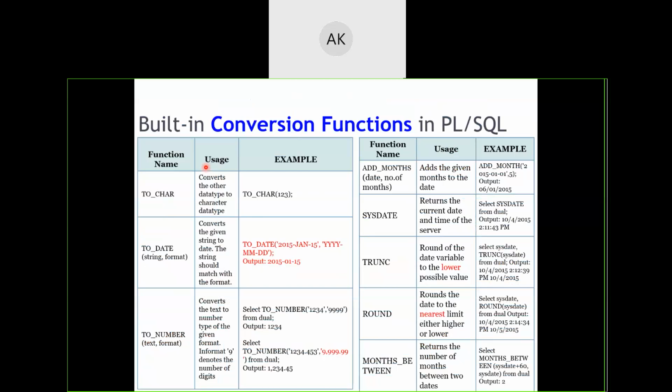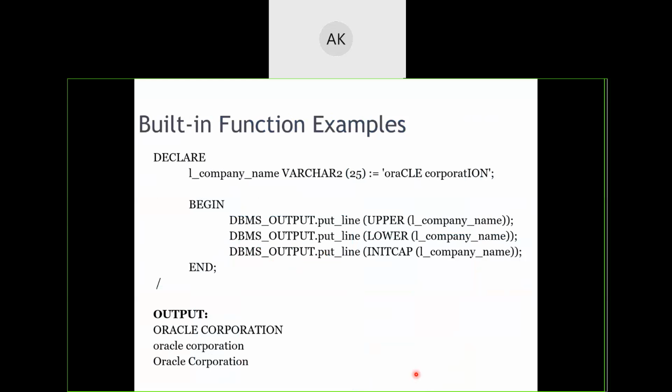Okay. So those were the built-in string functions. Now built-in conversion functions. If you want to convert something into character format, like for example numeric 1, 2, 3, convert it into character format, then you will use this particular function. You want to convert one format of date into another format of date, then you will use the TO_DATE function. If you want to convert a numeric string to a number, then you will use TO_NUMBER. If you want addition of months, truncate, round, months in between, all these functions are available.